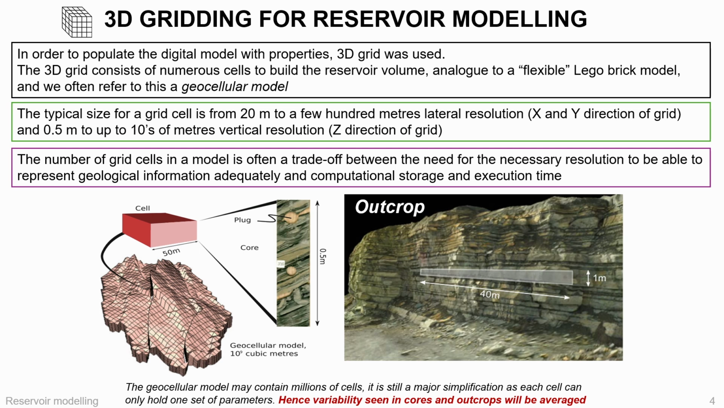Grid cell size is a trade-off. Finer grids better capture heterogeneity but require more computing power and more time. Coarser grids are easier to build and run, but they may smear important features like thin barriers, channels, or baffles.